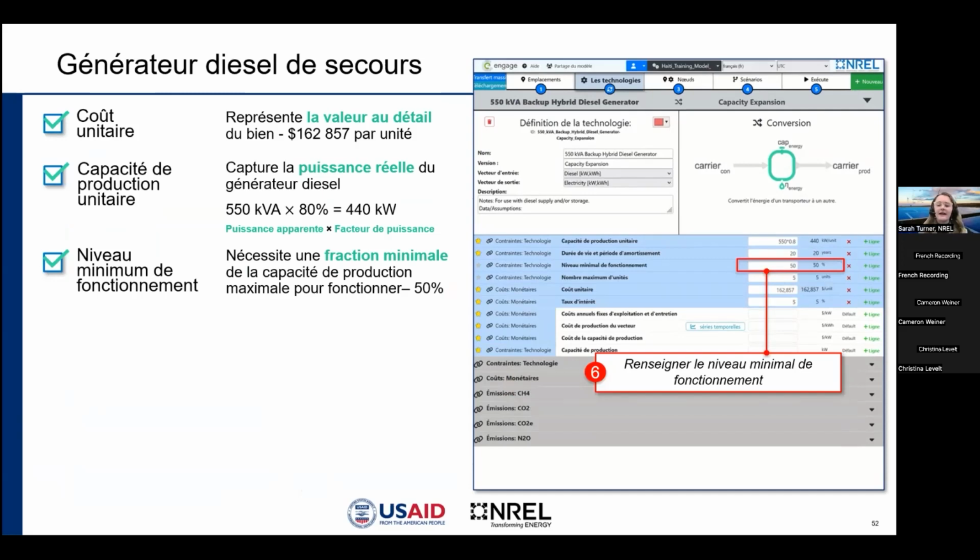Since we are creating a capacity expansion technology for a diesel generator, there are a couple of additional parameters we'll need to populate to fully capture the operational constraints commonly experienced by thermal generators. The first being a minimum operating level. Many thermal generators, from natural gas to coal to biodiesel power plants, require a minimum operating load to run to avoid issues with inefficiency, instability, and if it's a fossil fuel, usually high emissions.